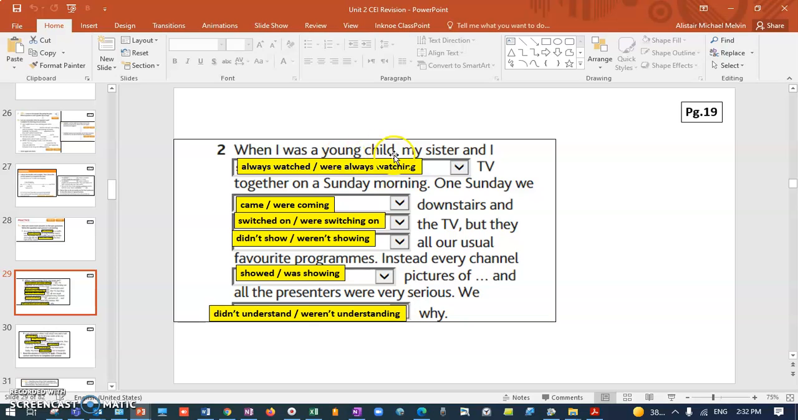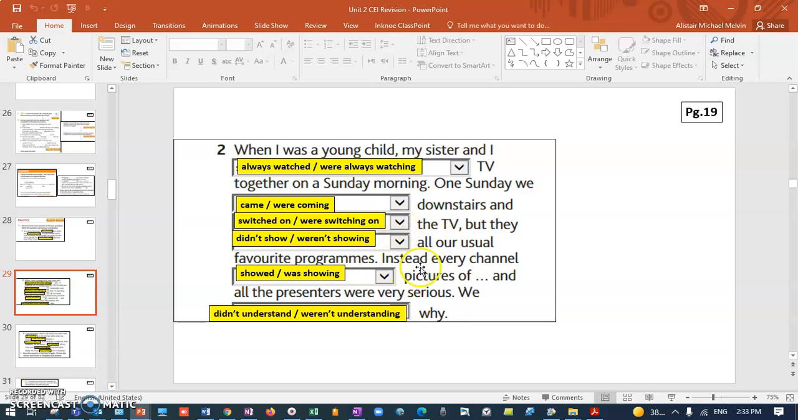When I was a young child, my sister and I always watched TV together on a Sunday morning. So this is just like a past habit, so better to use past simple. Okay, one Sunday we probably came downstairs because that doesn't take very long and switched on the TV. Doesn't take very long, but they probably here weren't showing all our usual. So at that moment, it's not finished.